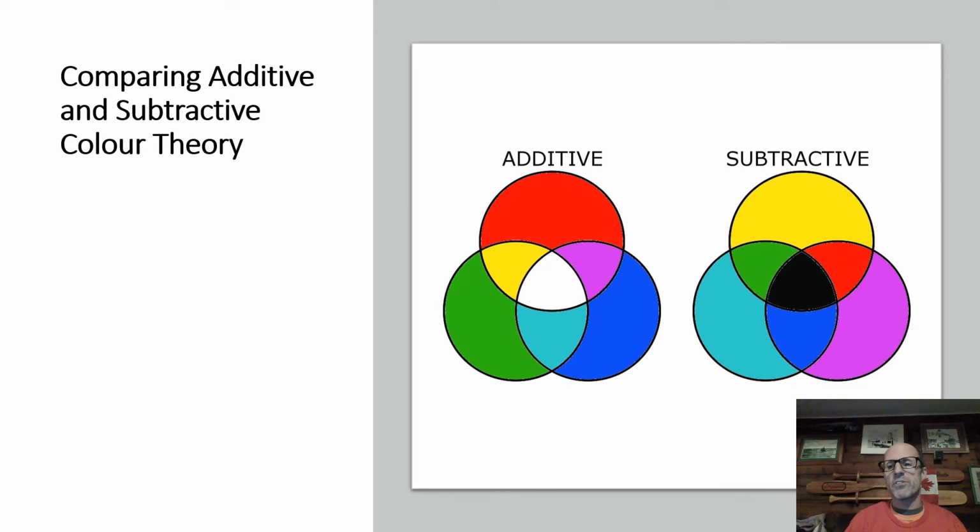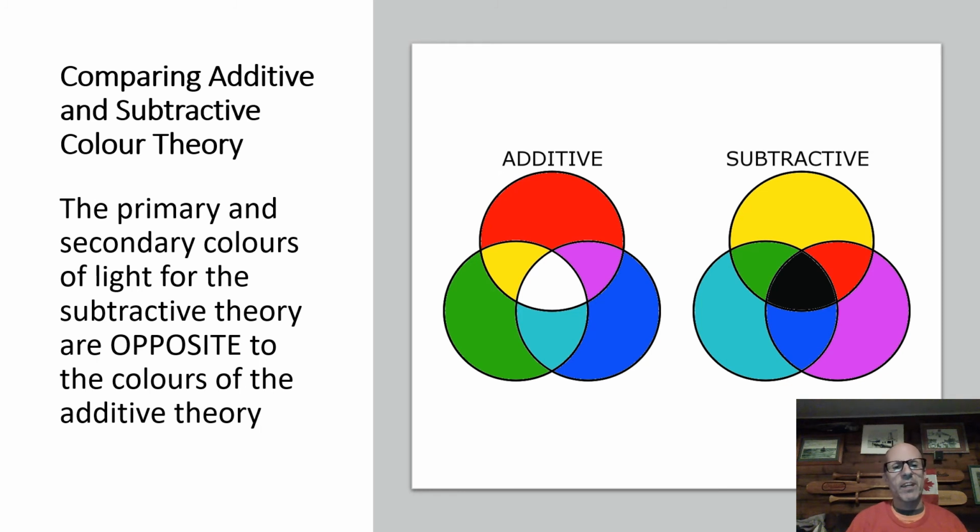Now, let's look at the two theories together, and I hope you see some direct comparisons. First of all, the primary and secondary colors of light for the subtractive theory that we just did here on the right are opposite to the colors of the additive theory. The red, green, and blue that we learned about previously in the additive theory, which are the primary colors of that theory, are secondary colors for the subtractive theory, and vice versa. The yellow, the magenta, and the cyan are secondary colors for the additive theory, and in the subtractive theory, they're primary colors. So that's a quick look at the subtractive and additive color theories.